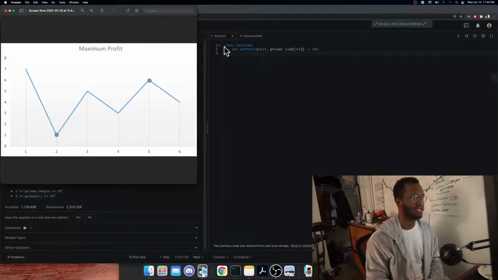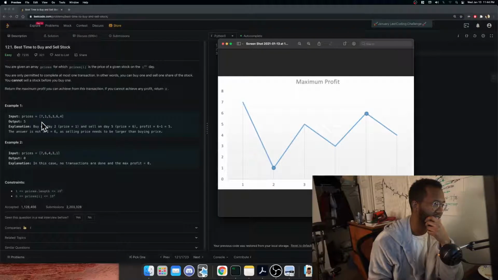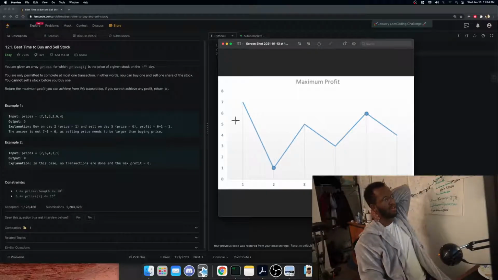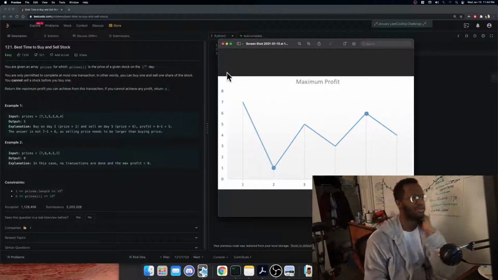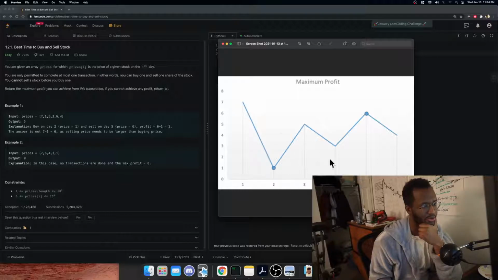So this is what it looks like if you were to plot this graph. Let me see, 7, 1, 5. Okay, so if we were to plot this, this is the list of prices that we receive. You want to find the time that we can make the maximum amount of profit. If you were to visualize this, you can draw the points here and then draw lines between them. What you get is a series of peaks and valleys.